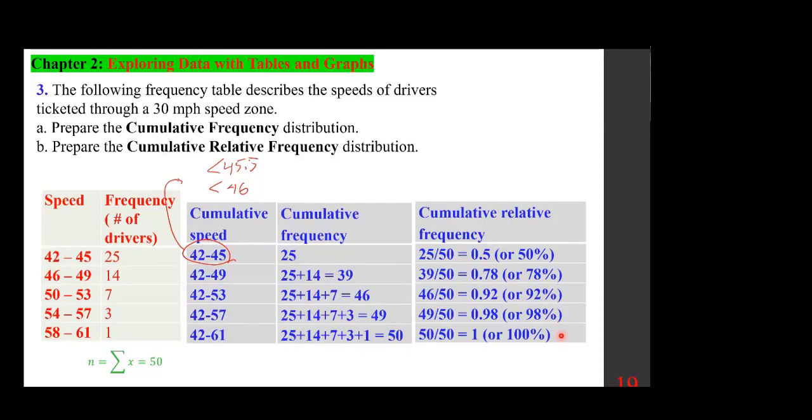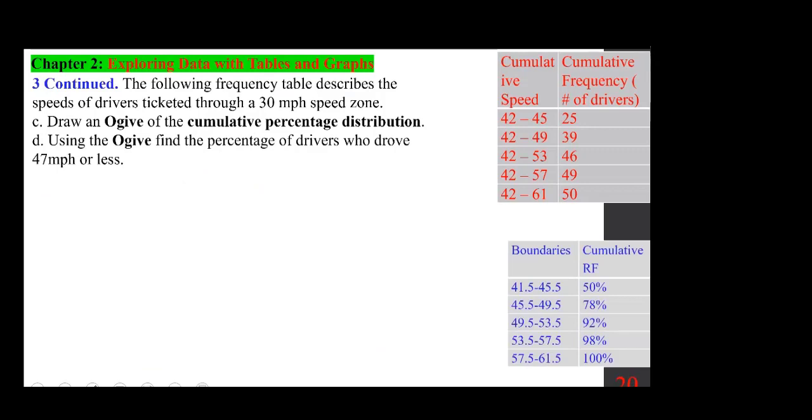So we are looking at the same thing, and we are interested in finding the ogive, and then we are going to use the ogive to find the percentage of drivers who drove 47 miles per hour or less. So what is an ogive? The way the ogive works, we have a horizontal axis using the boundaries, starting with 41.5, 45.5, all the way to 61.5. That's the horizontal axis. The vertical axis is always cumulative frequency or percent frequency, depending upon what they tell us. So very carefully read this. It's asking for the percent frequency because you have a choice of putting the frequency or percent frequency, whichever the question is asking. So you want to be very careful as you do that.